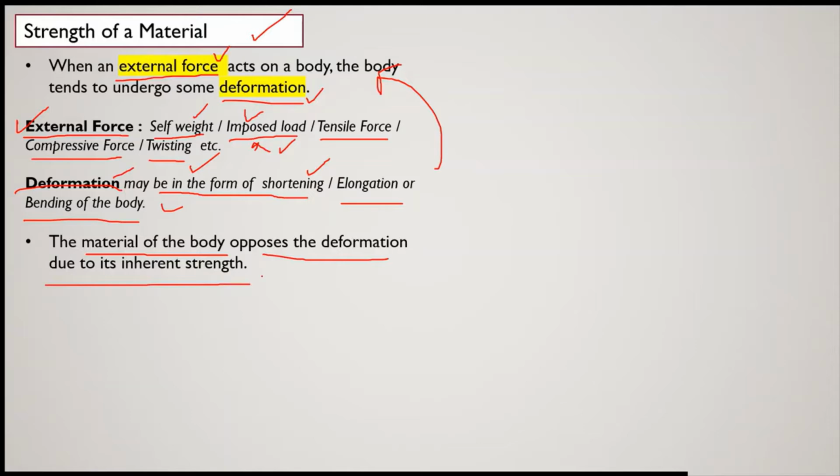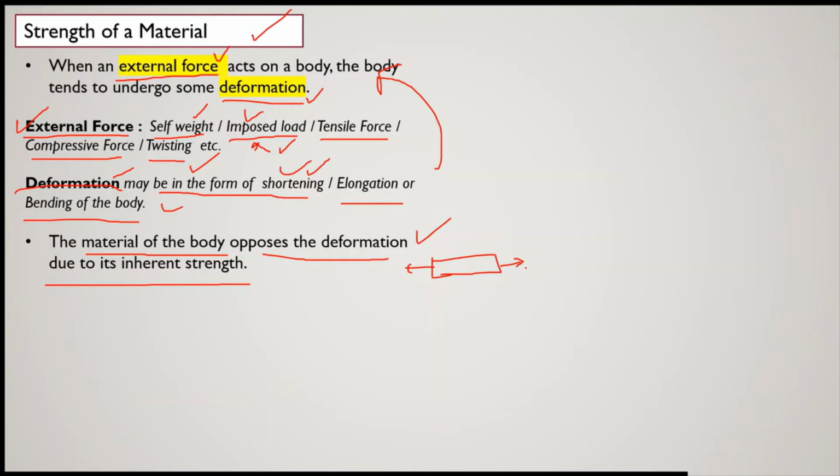Suppose there is a steel rod, and you are going to apply some force outside. Then what can happen? This steel member can elongate. So there will be some deformation, an elongation type of deformation. If you are applying some compressive load, it can get compressed. That means a decrease in length, that is, shortening of the member. It is also called deformation.